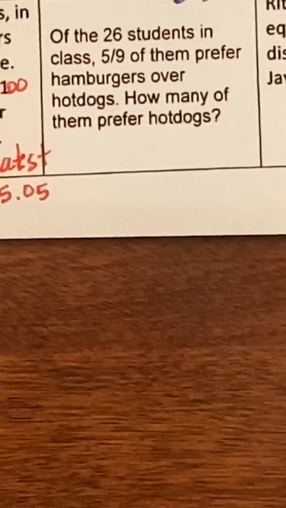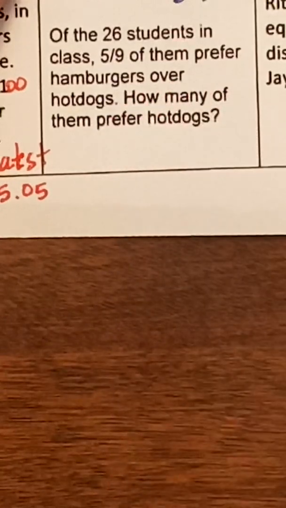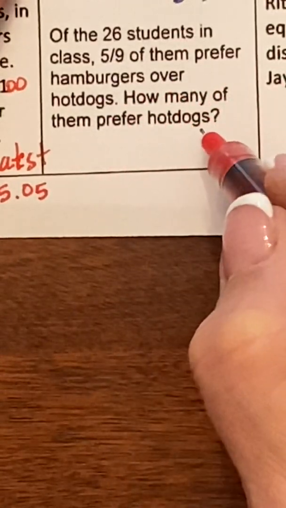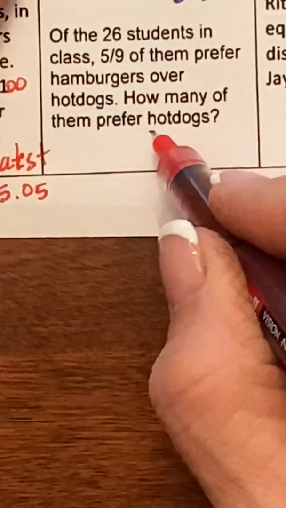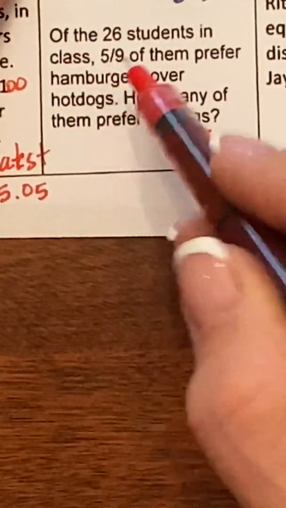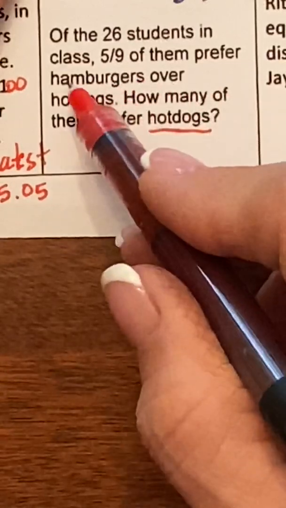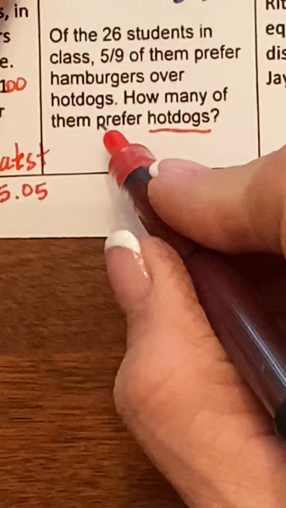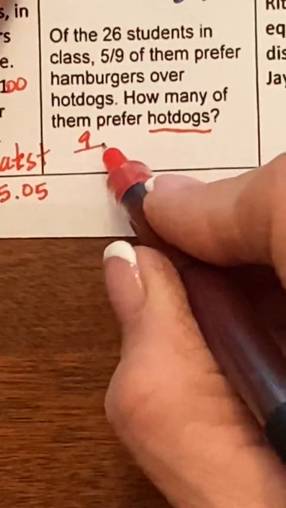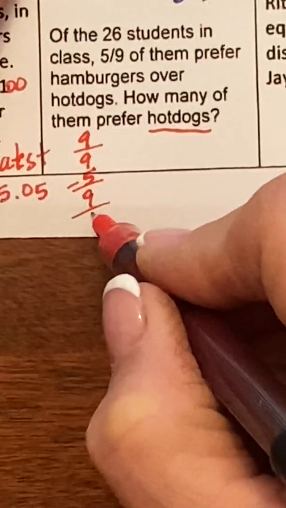All right, next one says, of the 26 students in class, 5/9 of them prefer hamburgers over hot dogs. How many of them prefer hot dogs? So we're not doing hamburgers anymore. All of them will be 9/9, right? But we're only doing the other part. Hamburgers are 5/9. So the other part would be where you would take the 9/9 and subtract the 5/9 from it, and you would get 4/9.